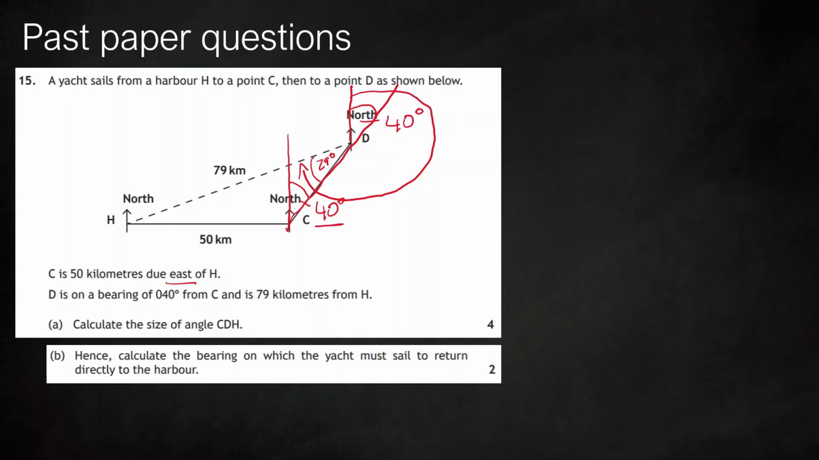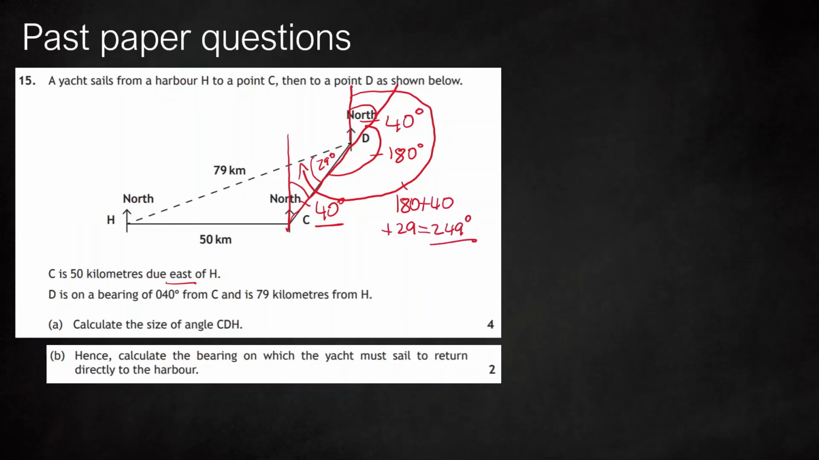And now we've also got a straight line here, so this guy's just 180. Which means the total bearing, all the way from the north line right the way around to the dotted line, is going to be this 40 plus this 180 plus this 29. So let's write that down. Let's add them all together. And that'll give us the full bearing of 249 degrees, which we're looking for.